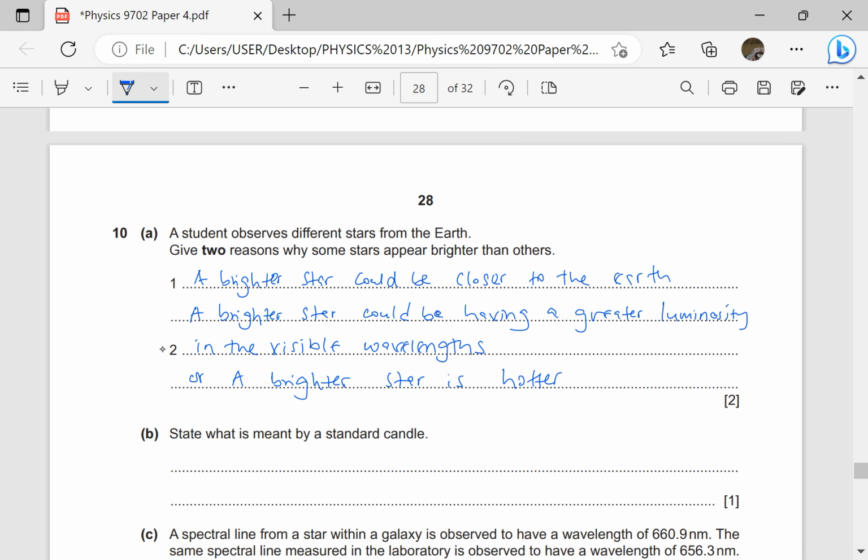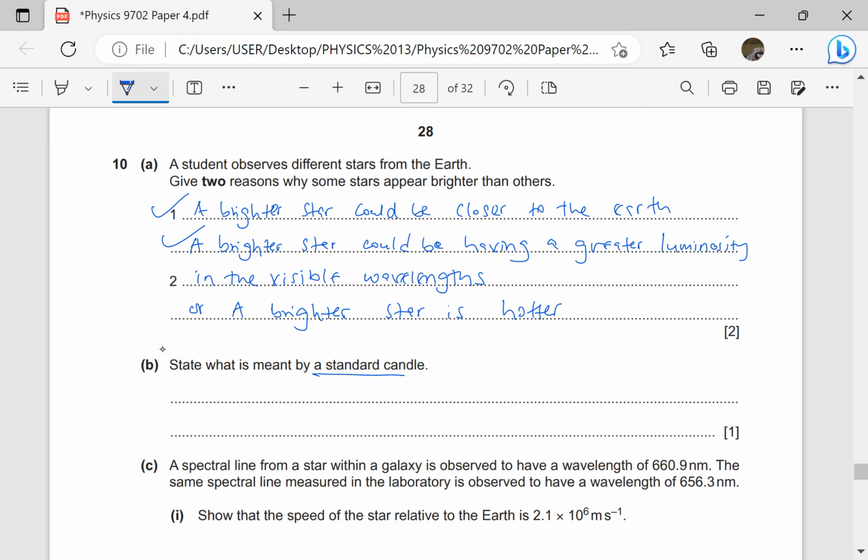But the most important ones are the first two. A brighter star could be closer to the Earth. A brighter star could be having a greater luminosity in the visible wavelengths. That means in the colors that we can see by our naked eyes. State what is meant by a standard candle. We know that a standard candle is an astronomical object which has a known luminosity. So this one is an astronomical object.